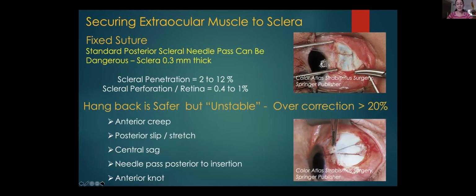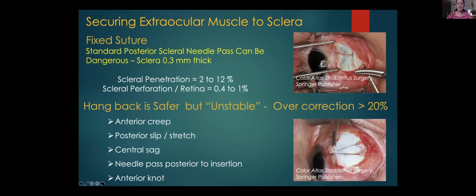Scleral perforation has been reported to occur in 1% of cases and is one of the most severe complications of strabismus surgery. Hangback recession avoids this complication as the needle passes anterior to the insertion over the pars plana. There is no retina in this area and the sclera is much thicker. Hangback recession also provides better exposure for the scleral pass than the standard fixed suture recession.